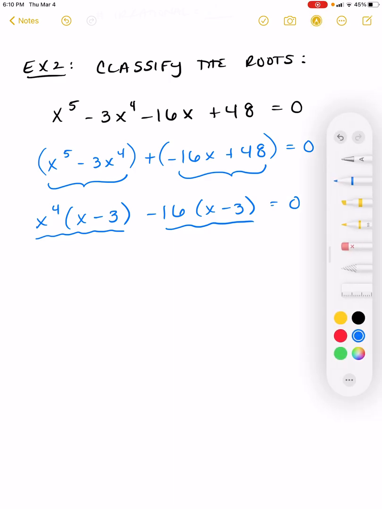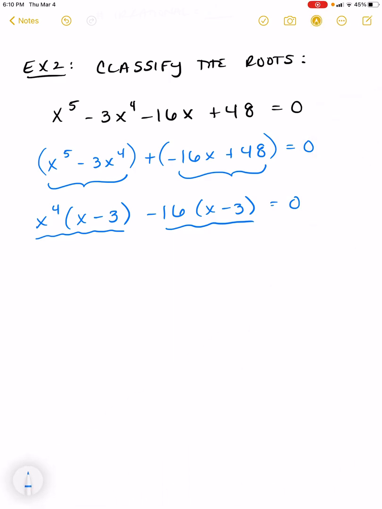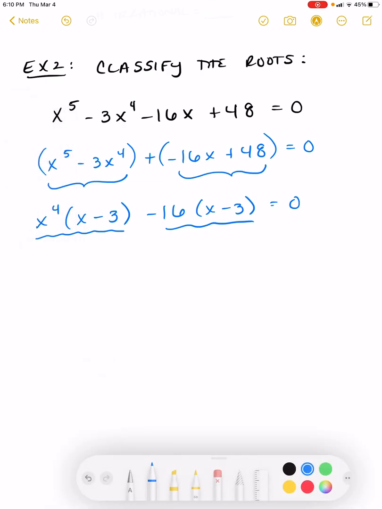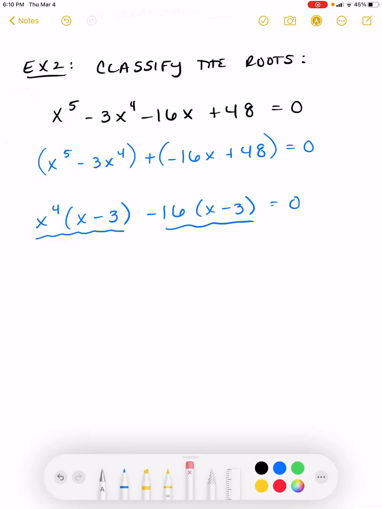When we have these 2 underlined parts, we kind of get rid of this right here. So what do both of these underlined parts have in common? They both have an x minus 3 in common, with an x to the 4th minus 16 left over.